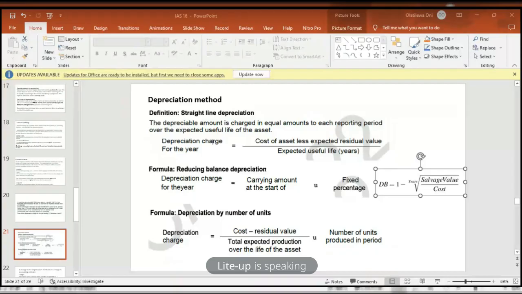Statement of profit or loss. That's what it's going to be here. So statement of financial position down here, statement of profit or loss here, which will only show the depreciation charge.